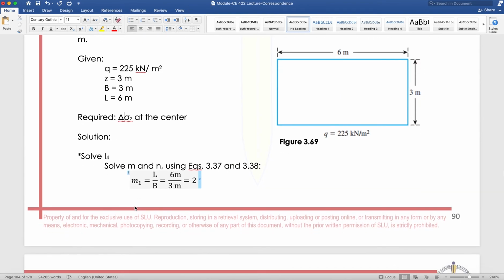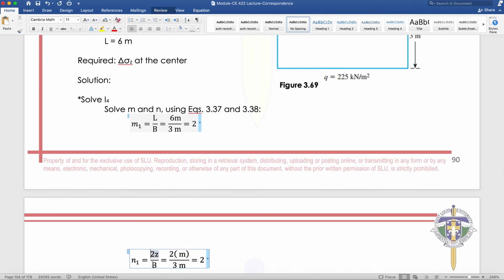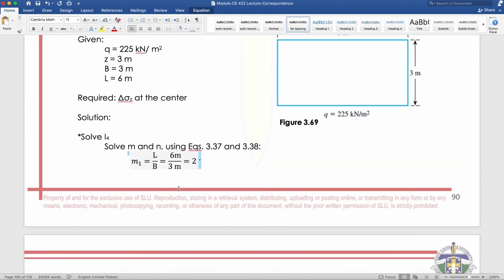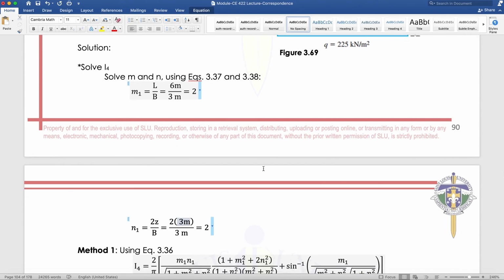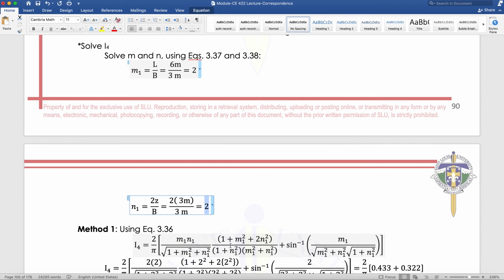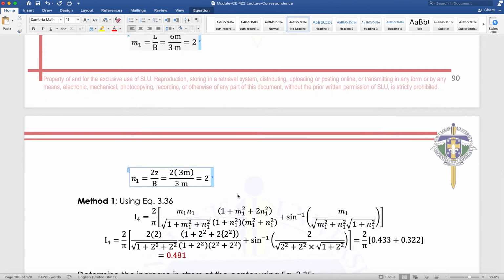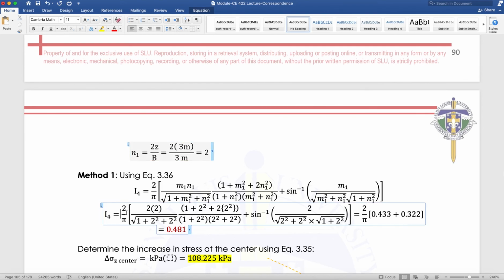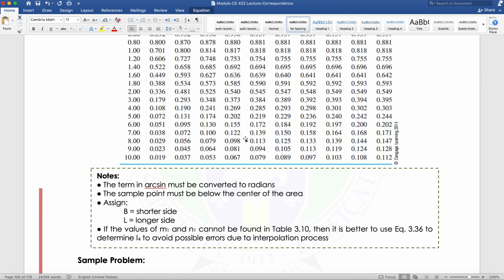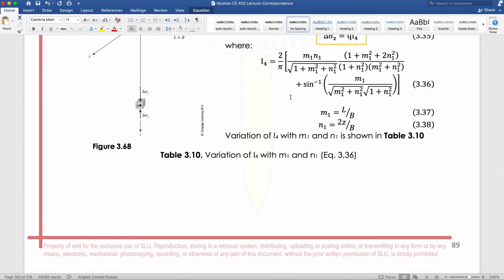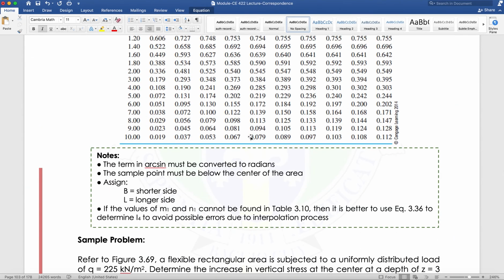Next, we have the N. So for the N, it is 2Z divided by the base. So what is Z here? We have 3 divided by the base of 3. Therefore, again, that is equivalent to 2. Now, using equation, since this is our working equation for I sub 4, input lang natin yung value natin na M sub 1 and N sub 1, which is 2 and 2, respectively. So, input natin 2 over pi. Take note ha, iba yung equation natin dito. It's 2 over pi. It is not equivalent to 1 over 4 pi. Okay? So, be very careful.